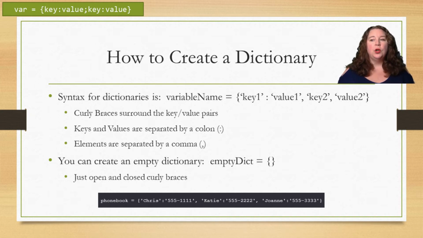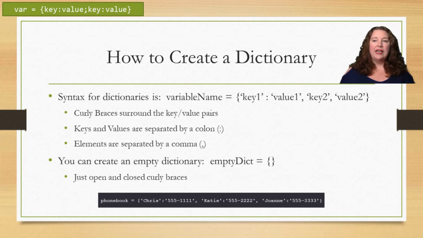So I could store 5 different items. In this case, I give an example of a phone book with 3, where I have Chris and his phone number, Katie and her phone number, and then Joanne with her phone number. So each of these different key value pairs is being stored into the dictionary phone book.